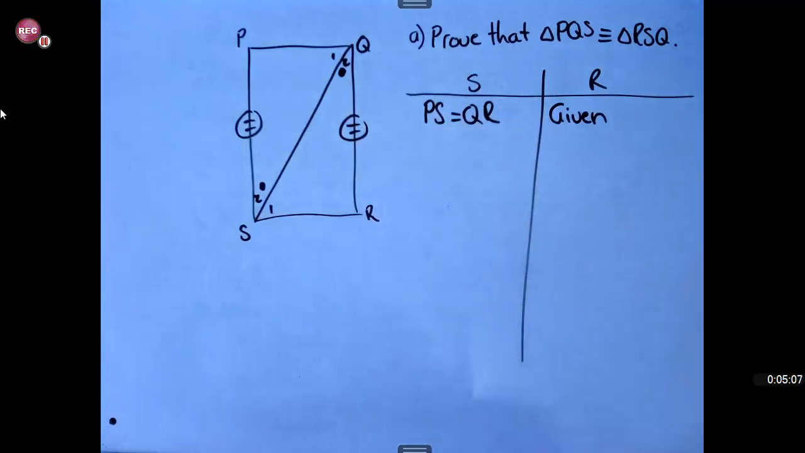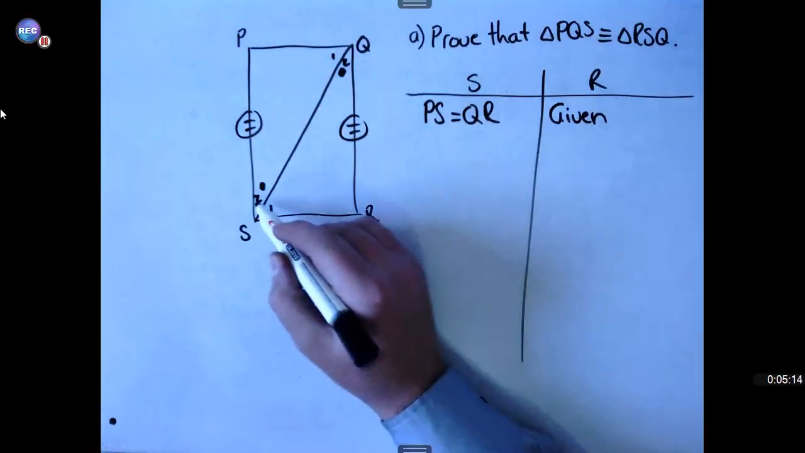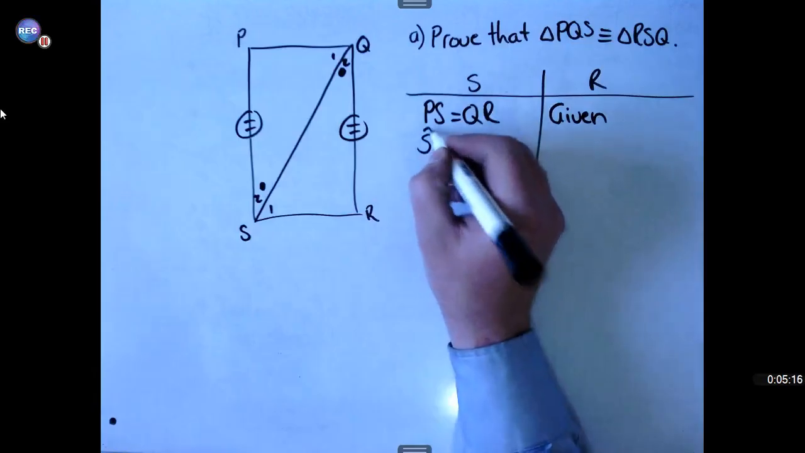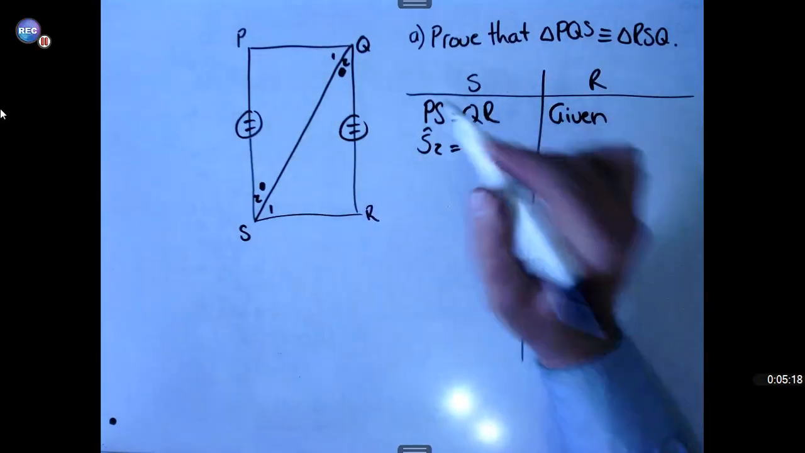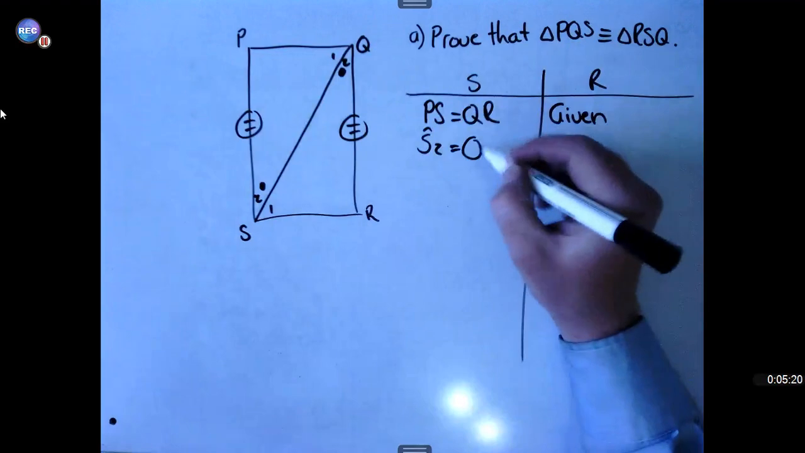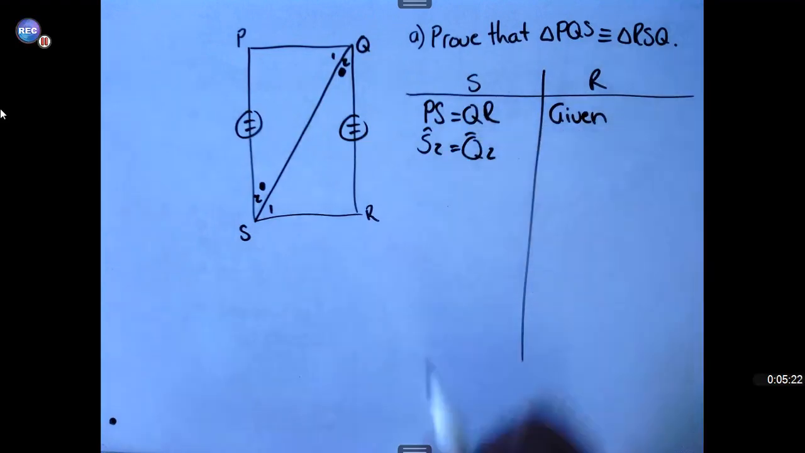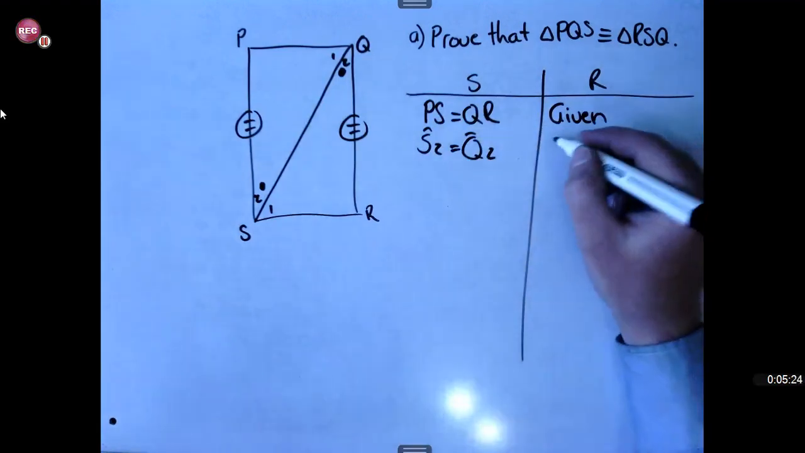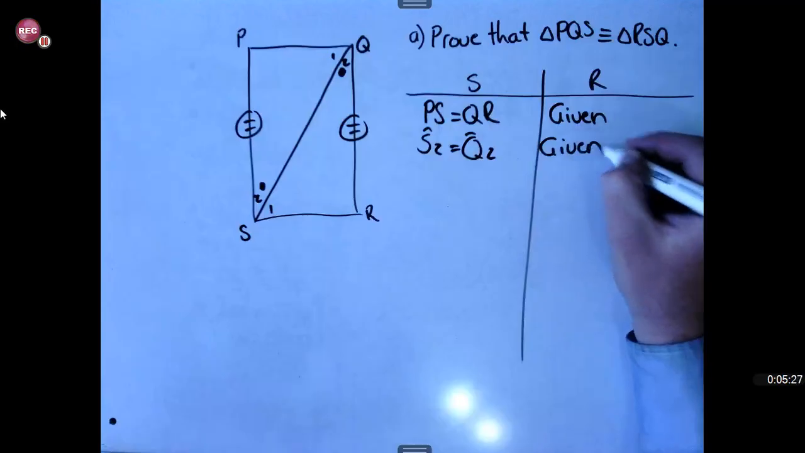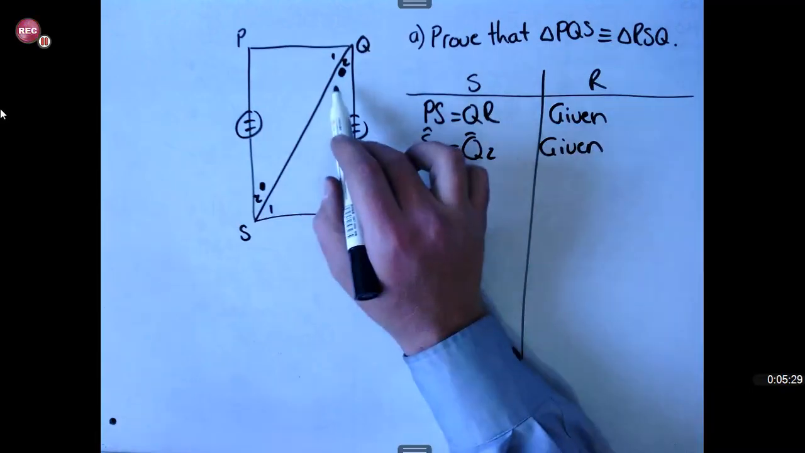Then the other thing that you can be sure of is obviously the angles that were given to you. So angle S2 is equal to angle Q2. And how is it that they are equal? It's also given to you because they indicated to you that they are equal by putting these dots there.